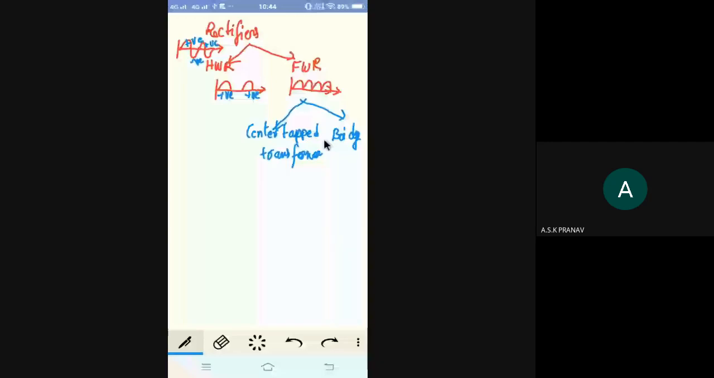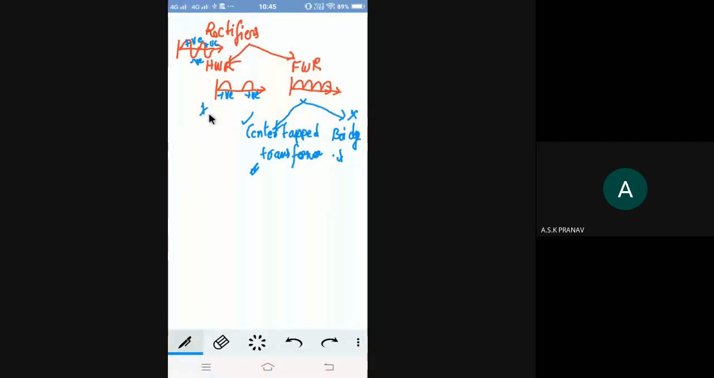Okay, so what is the difference between the center tapped transformer and bridge full wave rectifier? Both are full wave rectifiers. In the center tapped transformer full wave rectifier, we use a center tapped transformer. Whereas in the bridge full wave rectifier, we do not use that center tapped transformer. And in a half wave rectifier, we use only one PN diode.